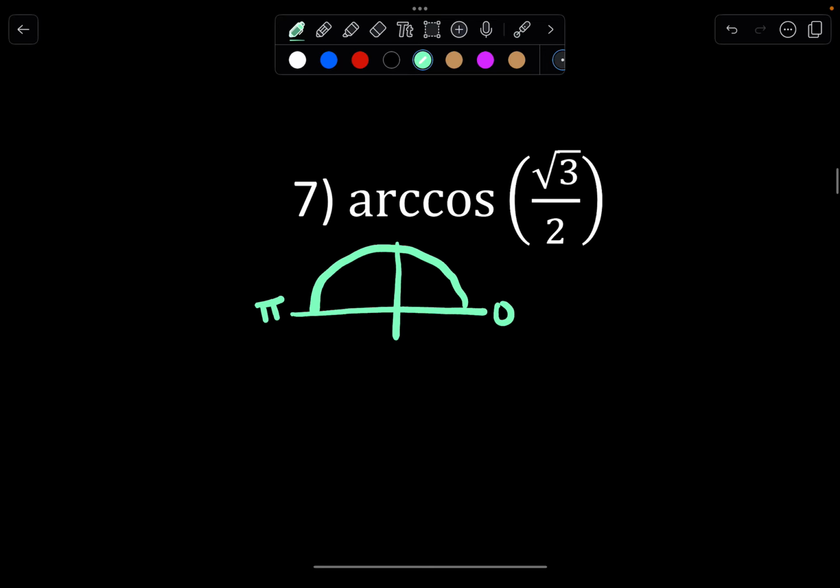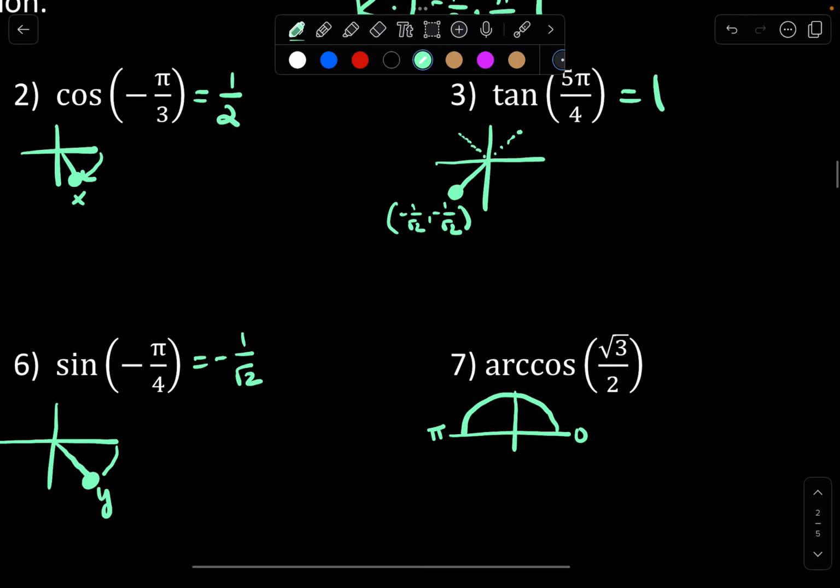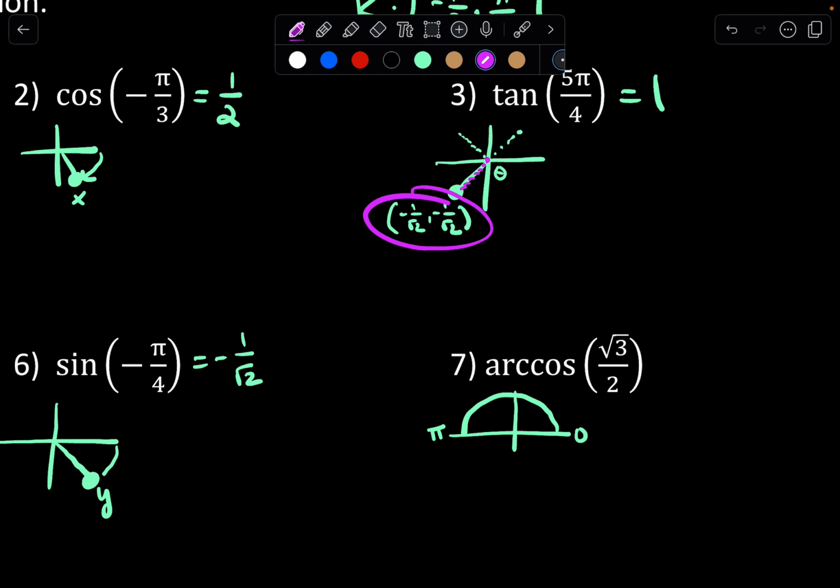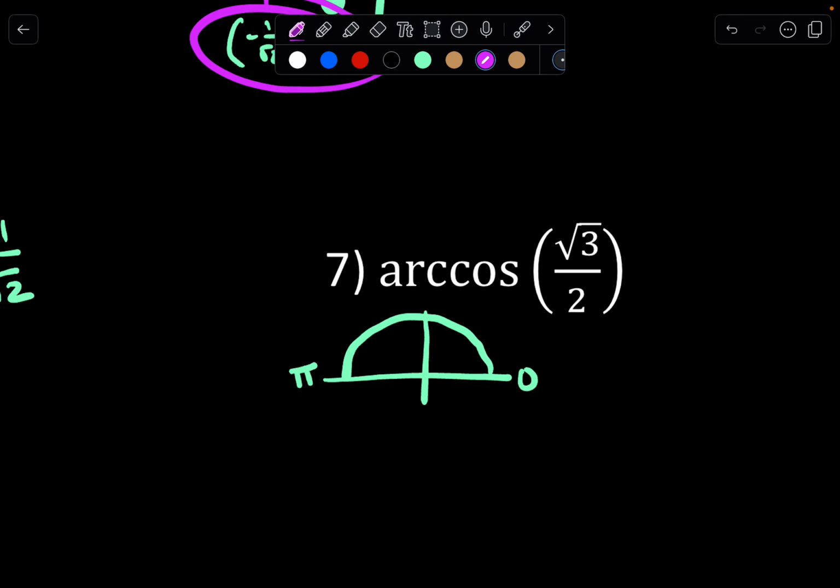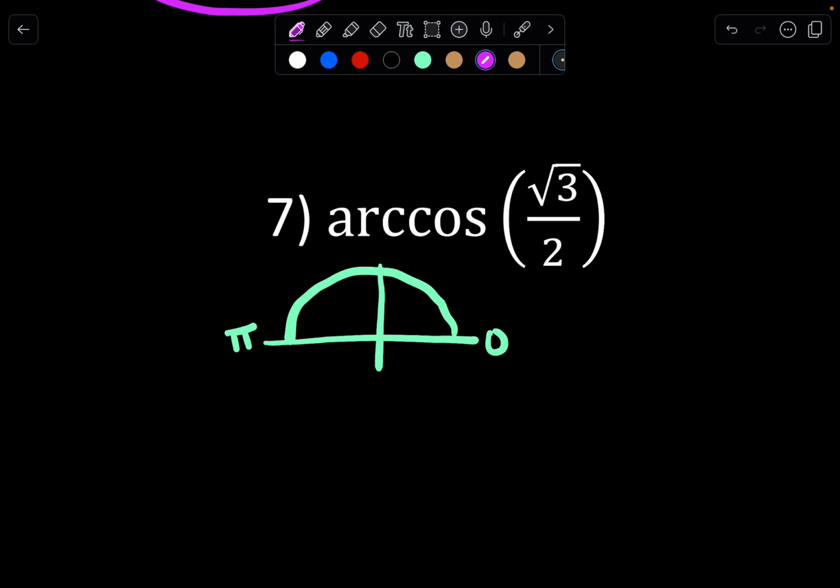Okay, so with these other problems, I was working from the inside. I had my theta. I was working from the center and I opened up to wherever that angle was, and then I traveled out in order to find out what those coordinates were. For inverse trig, it's the opposite, okay? I know I'm restricted to quadrants 1 and 2 for arc cosine, and I also know that cosine is x. So I need to find the x value within this restricted domain that is root 3 over 2, okay?